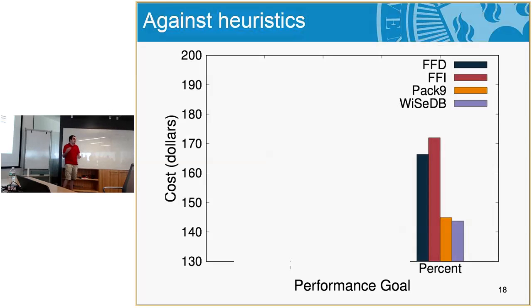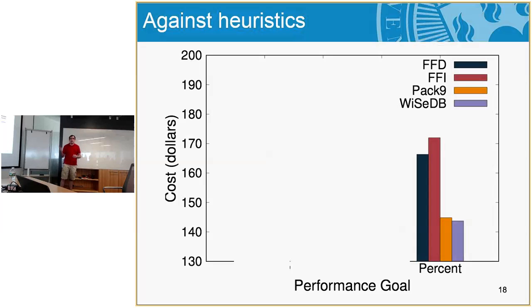FFI is just sort of the flip side of FFD. FFI is when you sort your queries in increasing order, and then you place them until they don't fit, and then you make a new VM. So FFI, if you remember from your operating systems textbooks, is what you do when you want to minimize the average wait time of a job. You put the shortest job first, which pulls your average down.